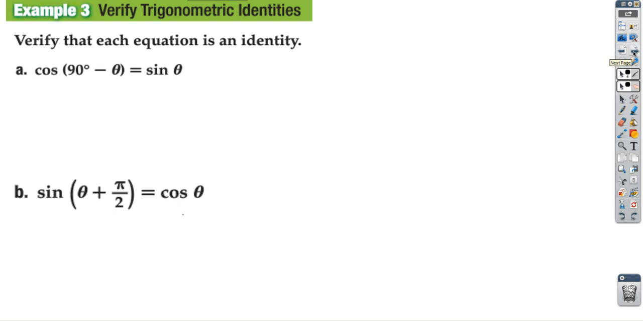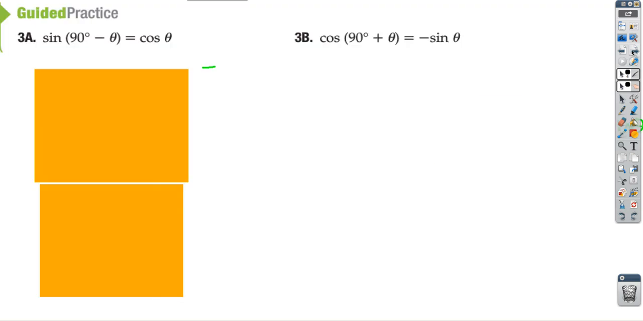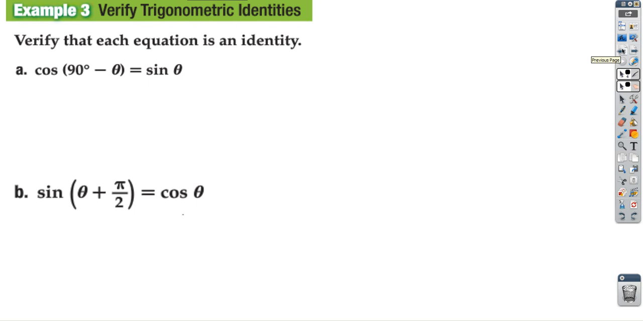Let's do this one right here. So we want to verify, this is another proof here, we want to verify that these are identities. Okay, so the cosine formula says cos cos, this is a minus, so plus sine sine.